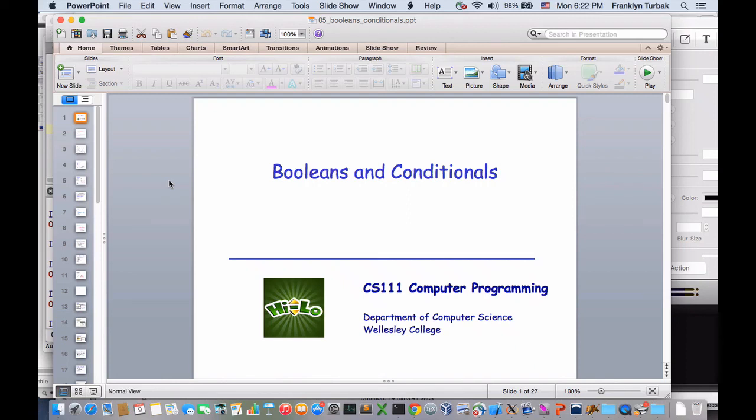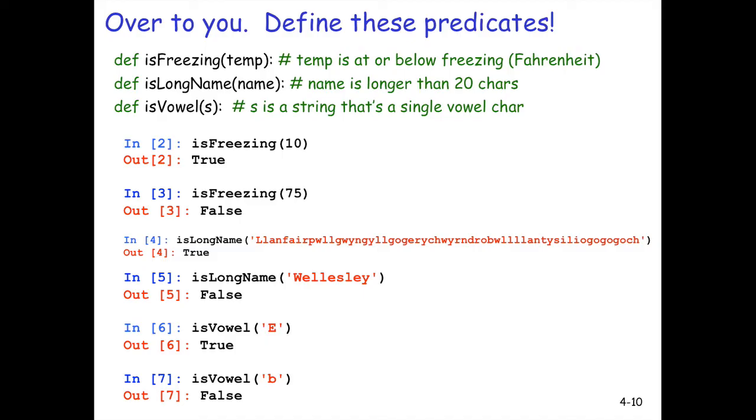Hello again. This is Lynn Turback, and this is the second in a series of screencasts on CS111 Lecture 5 on Booleans and Conditionals. At the end of the last screencast, you were asked to define 3 Python predicates. Let's take a look at some solutions for those.